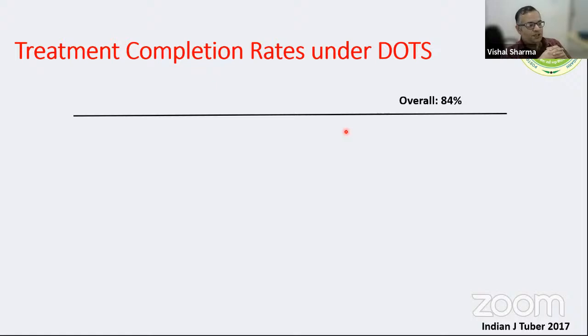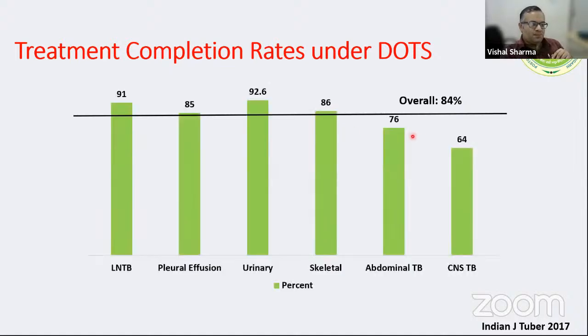Now, the treatment completion rates, because it is very important that individuals who start on treatment complete the treatment. And if you look at it, the treatment completion in abdominal TB is 76%. In CNS TB, very low, 64%. But not as high as 90% in lymph node TB.